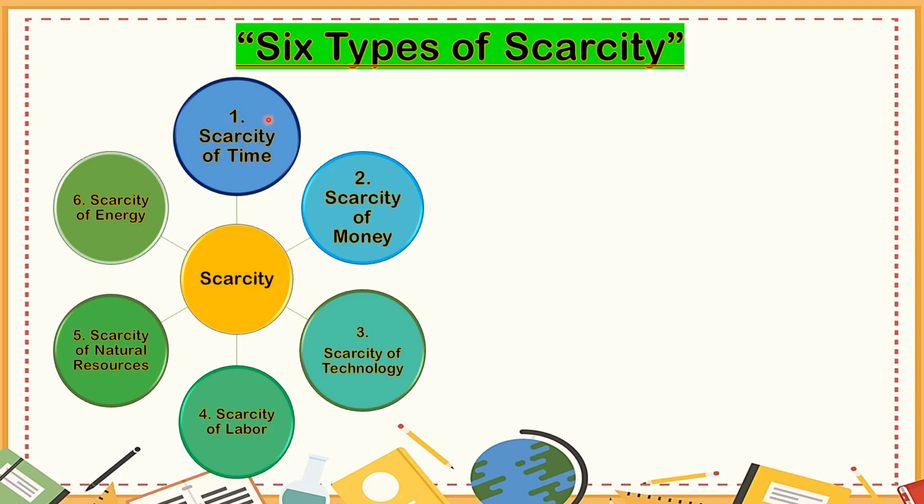Scarcity of time: not enough time to produce the products. Scarcity of money means not enough capital to produce or get the things needed. Scarcity of technology, we don't need manpower anymore to work for us because we have the technology to do it for us. Scarcity of labor, not enough number of people working for a certain company. Scarcity of natural resources means natural resources are not unlimited. They can be emptied someday. And scarcity of energy, we can get energy from the sun, from the water or from the wind.